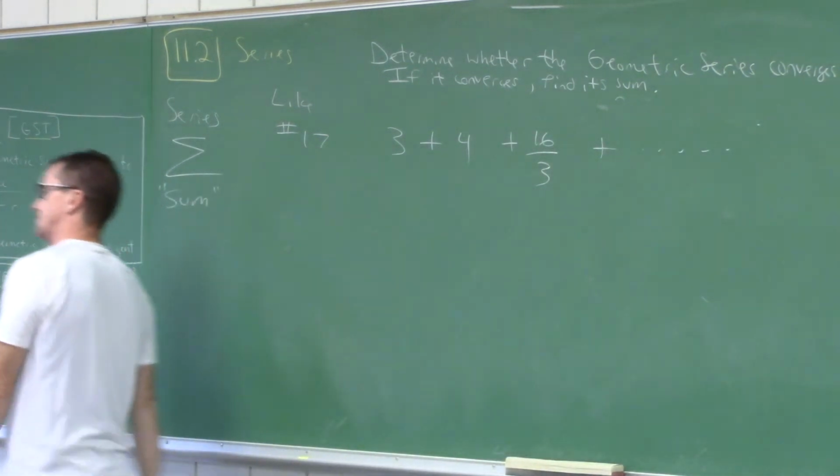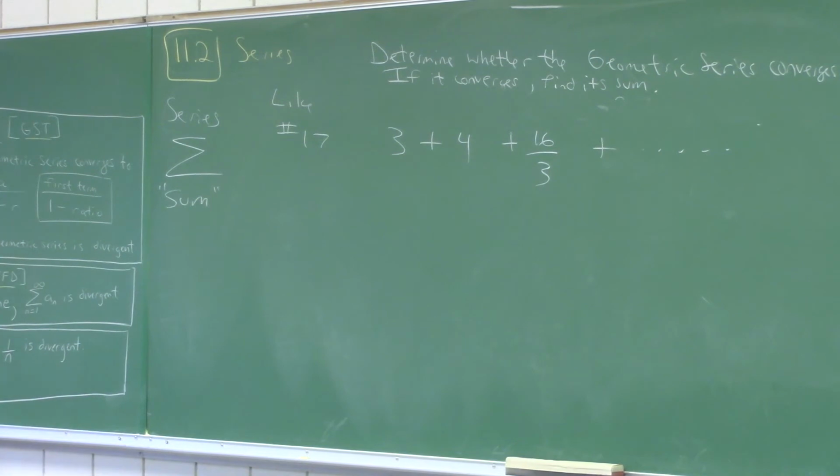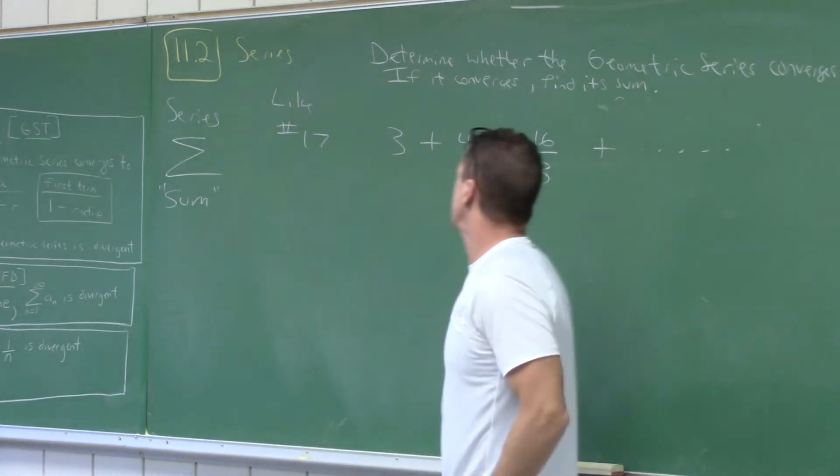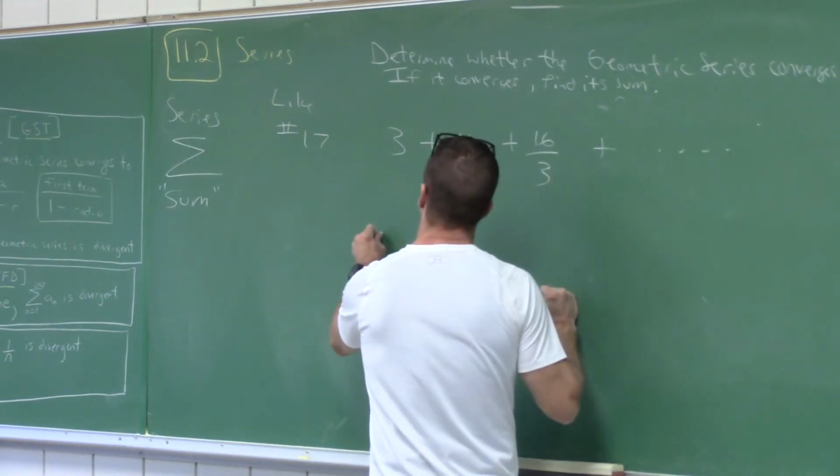1/3. Determine whether the series is convergent or divergent. If it's convergent, find the sum. That's number 7. I changed it around. 17 had minuses and pluses. Not a big difference. What's that ratio?